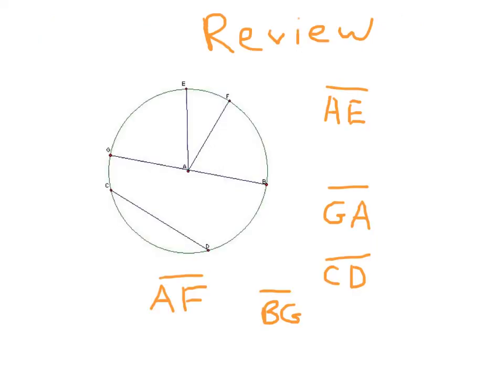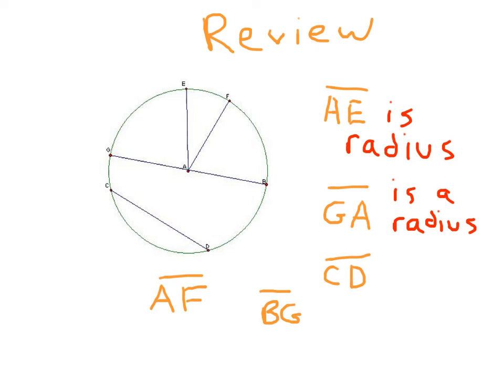Okay, let's go ahead and review. Go ahead and look at line segment AE, A being the center of the circle. Line segment AE is a what? It's a radius. Look at line segment GA. What is that? It too is a radius. One of the endpoints is on the circle, and the other endpoint is the center of the circle.